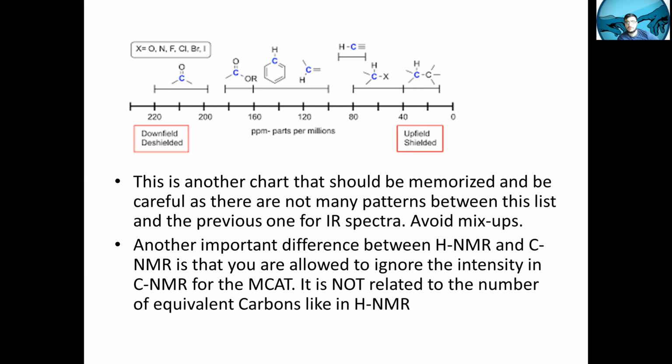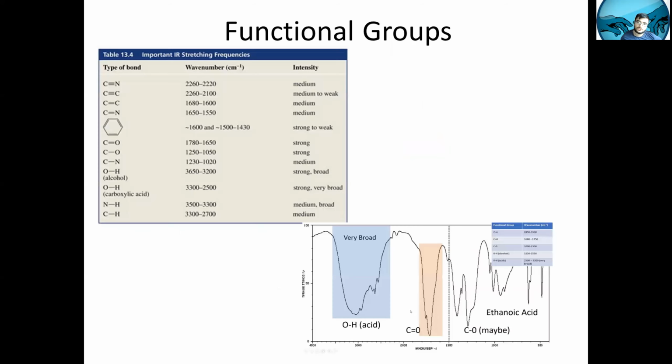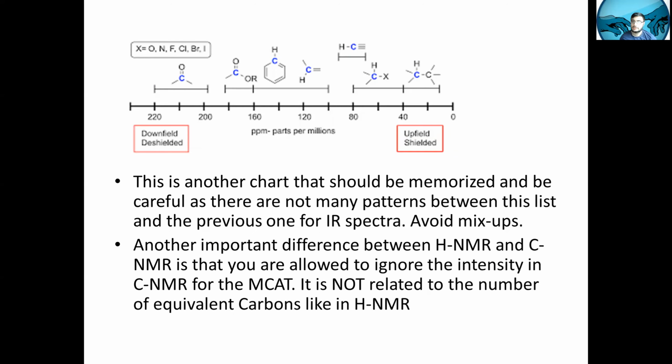Again, this is another chart that you have to just memorize, and that's it. Be careful: there are not many patterns between this list and the previous one for the IR spectroscopy. Remember, that list also had some bonds, but there's not too many patterns between these. Maybe if you see some, go for it, but just be careful not to get mixed up between those two lists. These two lists are separate. They should be memorized separately.